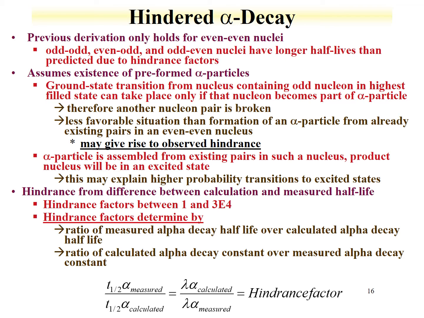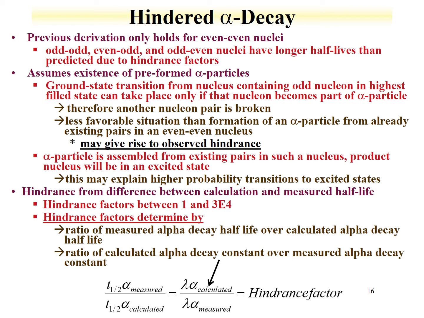Now, the hindrance factors have been evaluated, and they're generally between 1 and 3 times 10 to the 4th. There are 2 ways of evaluating the hindrance factors. They're listed here. One, we can make a ratio of the measured alpha decay half-life to the calculated alpha decay half-life. Or the converse of that, I can do a ratio of calculated alpha decay constants over measured alpha decay constants. Either way, I'll get the same hindrance factor.